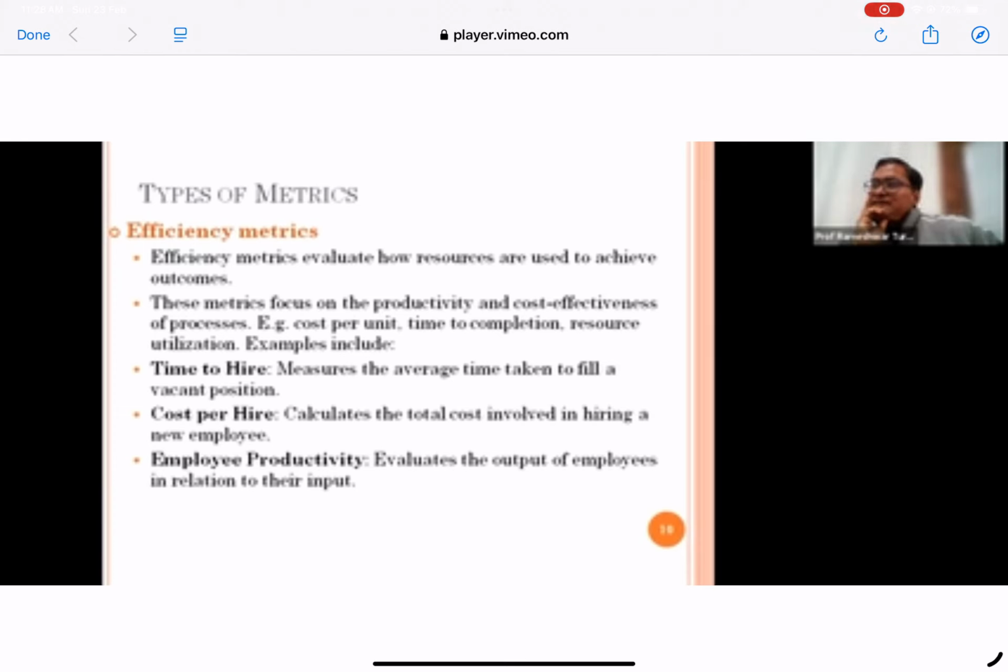Answer, please. So please repeat again, what parameter we are taking. It depends on the time to hire. Time to hire is a very necessary parameter to compare two organizations.